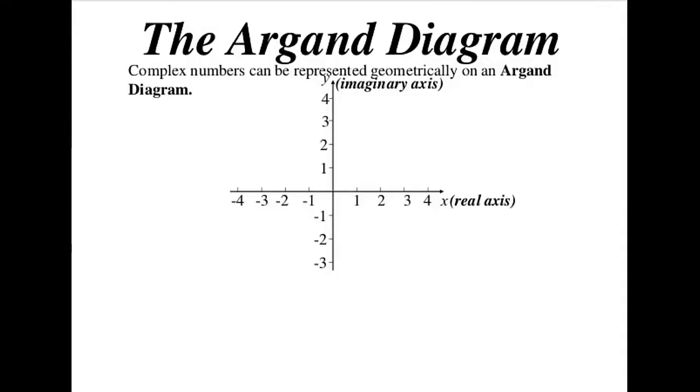So this is the Argand diagram. The complex number can be represented geometrically on an Argand diagram. You can see that along the y-axis is the imaginary axis and the x-axis is the real axis. So this is how we can represent complex numbers using this diagram. This is also called the Argand plane.